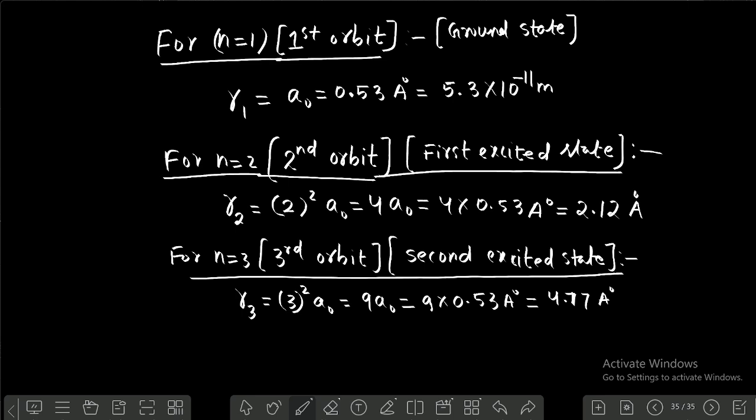Can you find for n equal to 4? Yes, sir. N equal to 4 is the fourth orbit, or which state is it? Third excited state. I am not calculating, you can understand this. Always remember, n equal to 1 is the ground state, n equal to 2 first excited state, n equal to 3 second excited state. Third orbit is second excited state, second orbit is first excited state. This idea should be clear in your mind. It is coming for n equal to 4, you write that.